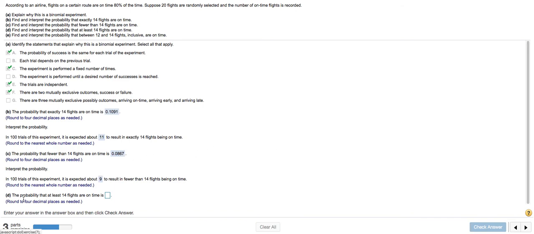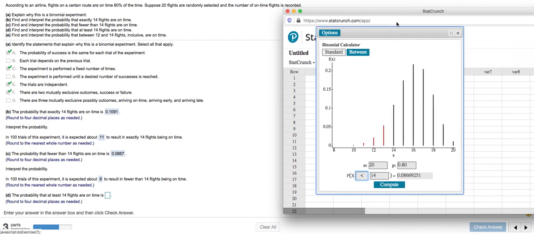And yeah, let's see, the probability that at least 14 flights. So this to me says 14 or more. So if we go back to StatCrunch, all I'm going to do is change this from a less than to a greater than or equal to. And again, here it gives us the probability that we could round and place in our answer here. You can also use this between if you're asked to go between two values, but that is everything that you'll need to complete this question.